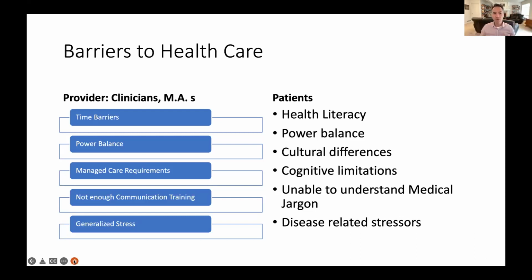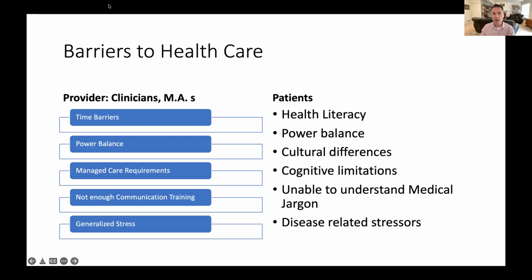You have your managed care requirements. There's also not enough communication training with the care teams on how to communicate with different cultural aspects. And I'm sure some of you are thinking, they don't even communicate with me, so how am I going to persuade them to communicate with people for whom English may not be their native language? And of course, generalized stress. You guys have a ton of stress in your lives, trying to take care of multiple patients and multiple demands.